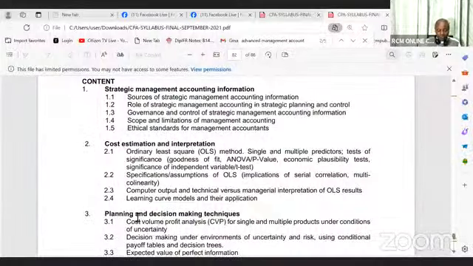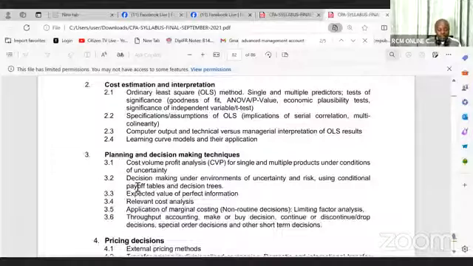Now, ladies and gentlemen, from there, we go straight away to planning and decision-making techniques, where they want us to teach you guys about cost volume profit analysis, CVP, for single and multiple products under conditions of uncertainty. If you recall from your CPA section 2, intermediate level, we used to say X break even. To break even, you must be able to cover all your fixed costs and the variable costs. And to get this X break even, the point of zero profits, we used to take fixed cost over CM.